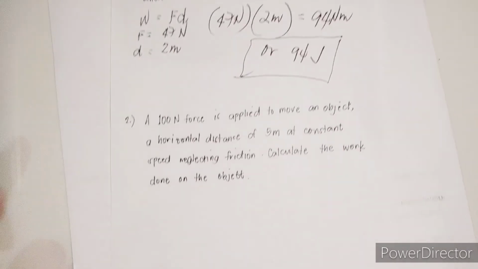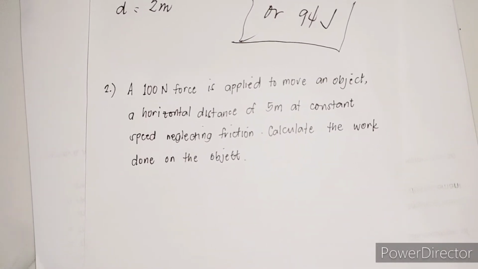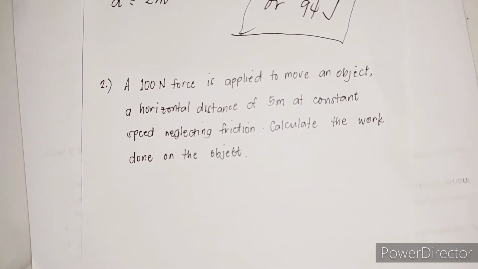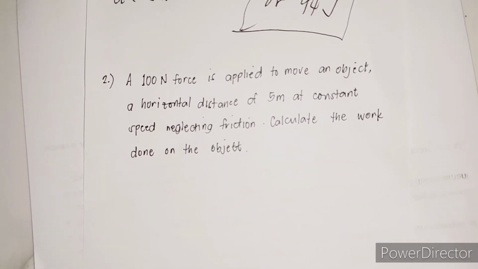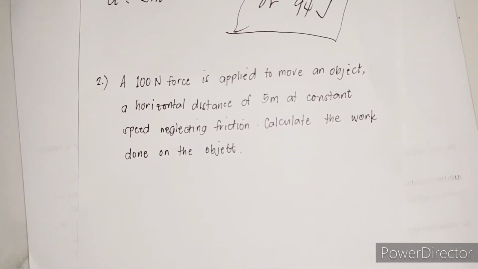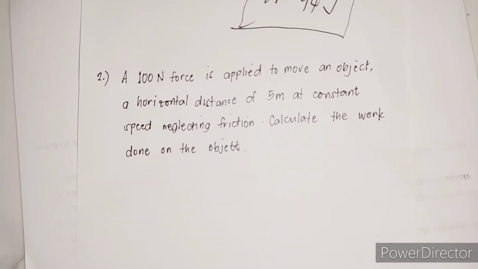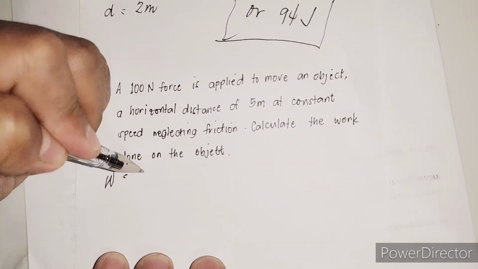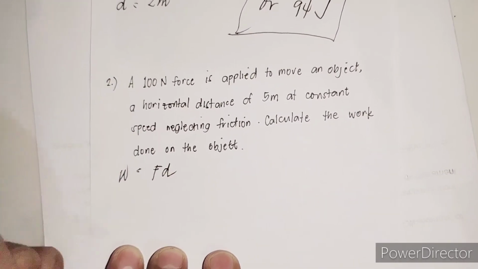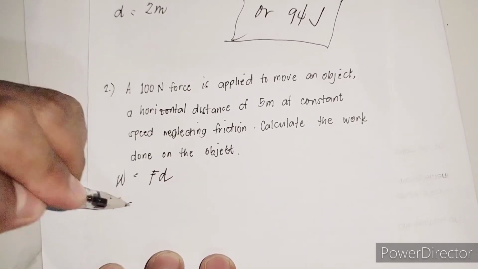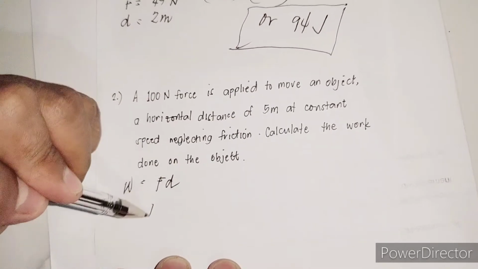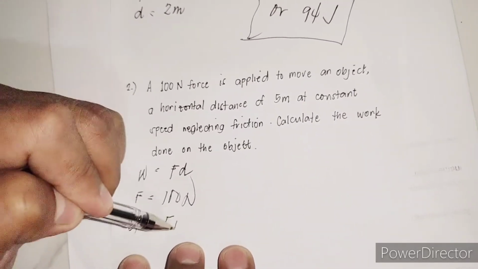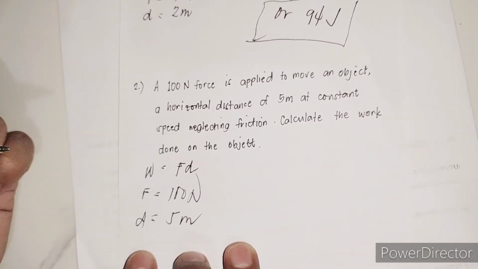Number 2. So, 100 Newton force is applied to move an object a horizontal distance of 5 meters at a constant speed neglecting friction. Calculate the work done on the object. Again, work is always equal to force times distance. In this particular example, our force is equal to 100 Newton, while our distance is equal to 5 meters.